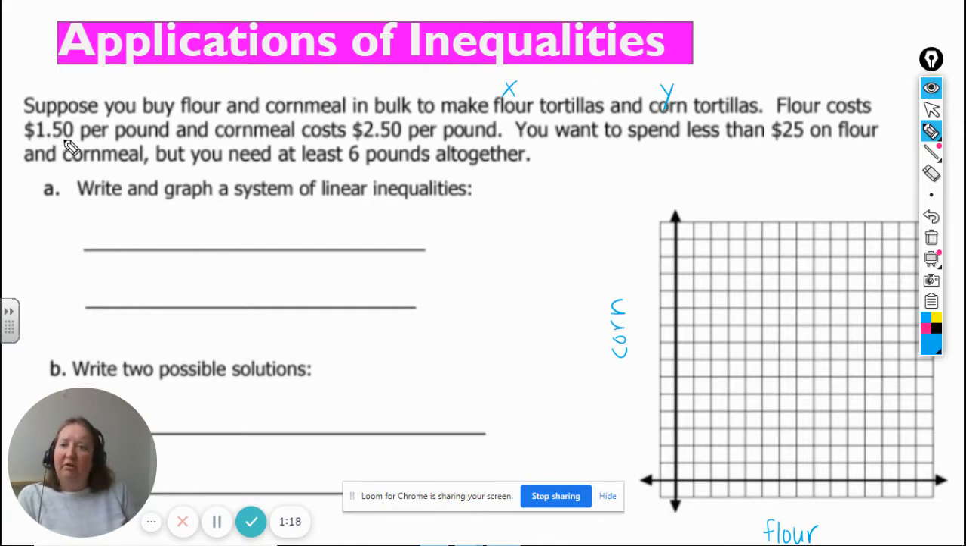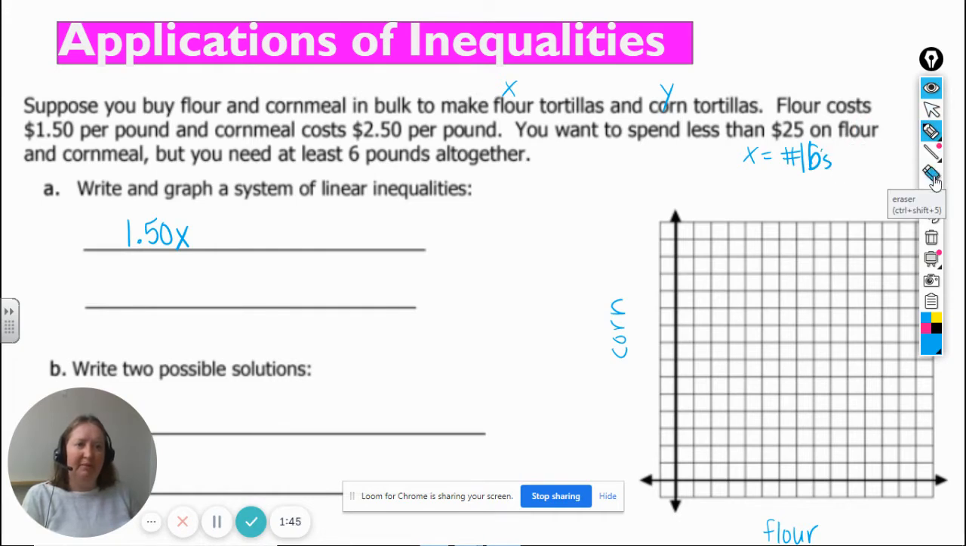Flour costs $1.50 per pound. So I'm saying $1.50 times the X, right? Per pound. That means I'm multiplying times something. So this is going to be number of pounds. In fact, we could write that over here. Number of pounds of flour, I guess you would say.